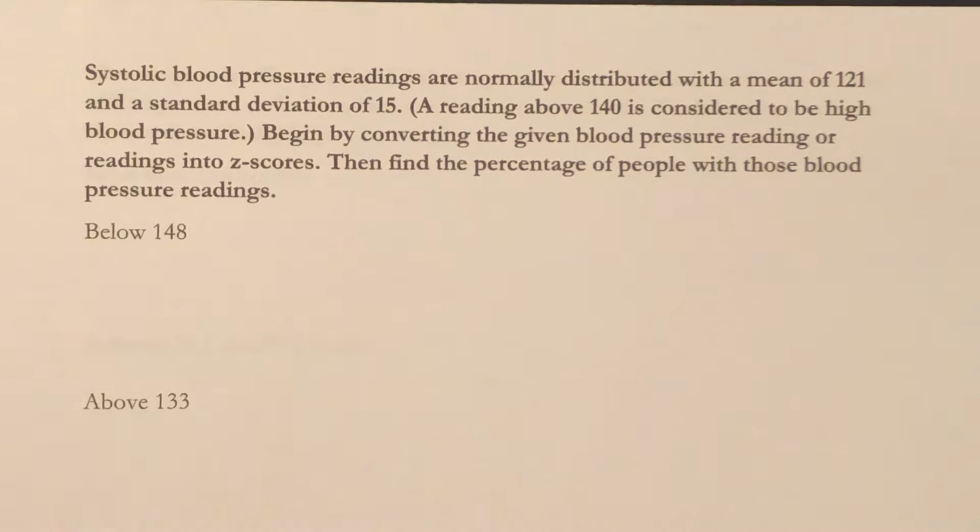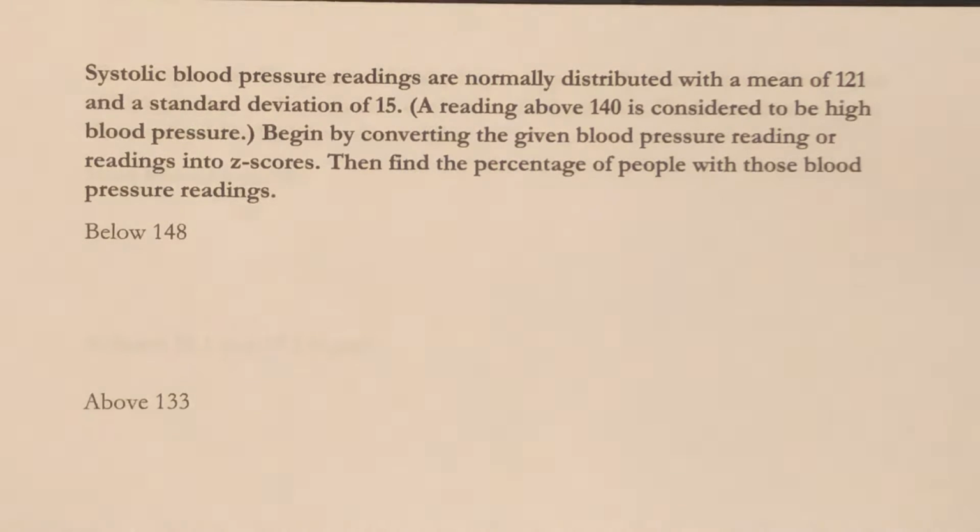This is part 2 of section 12.5. If systolic blood pressure readings are normally distributed with a mean of 121 and a standard deviation of 15, and a reading above 140 is considered to be high blood pressure, we're supposed to begin by converting the given blood pressure reading or readings into z-scores, and then find the percentage of people with those blood pressure readings.